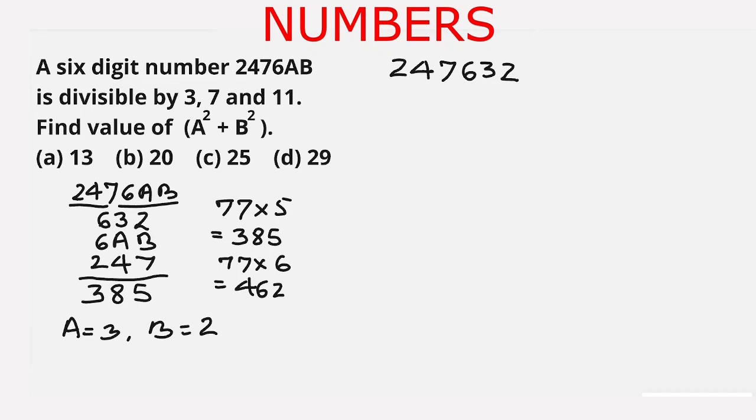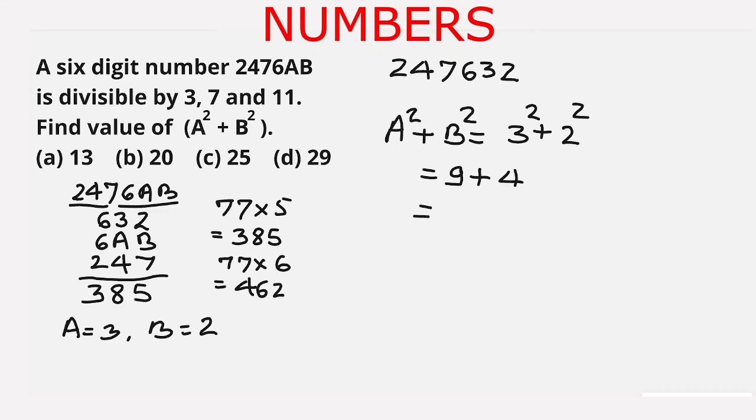Now we have to find the value of A square plus B square. As we know that A equal to 3. So this is 3 square plus B is 2. So it is 2 square. And 3 square is 9. And 2 square is 4. This gives the value of 9 plus 4 equal to 13. And from the given options, our answer is option A, 13.